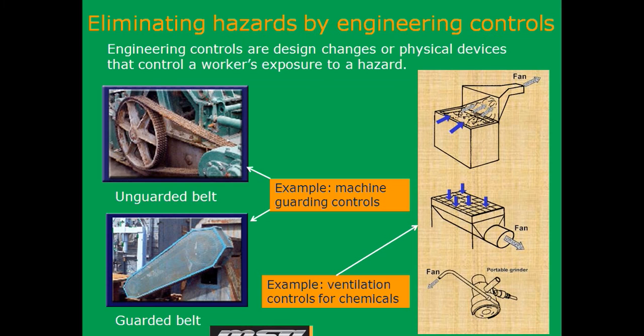What if in some situations it's not practical or feasible to eliminate it? In this machine, we need this belt drive to run this piece of equipment. So obviously we can't get rid of it because we need that machine to do its job. Let's put a guard or a shield on that belt. That'll be an engineering control to prevent the worker's exposure to the hazard.